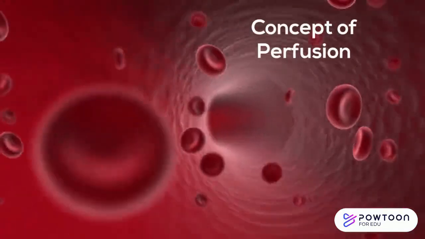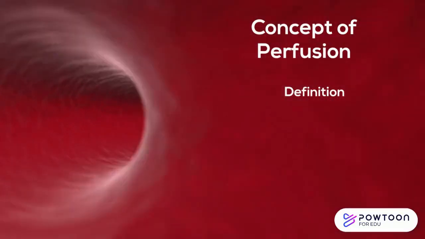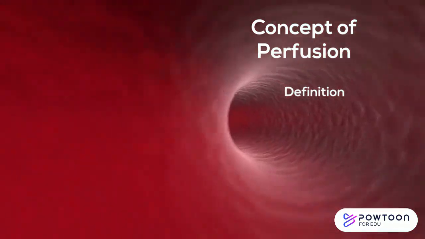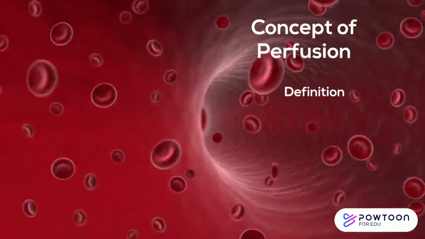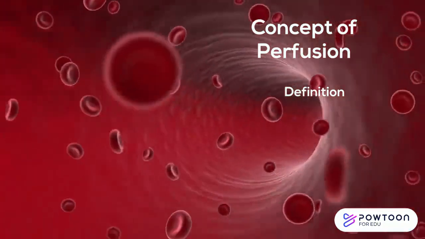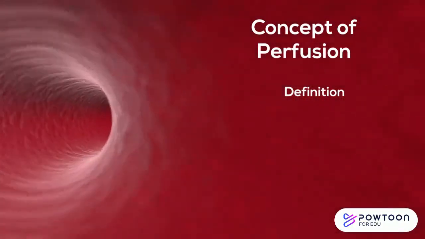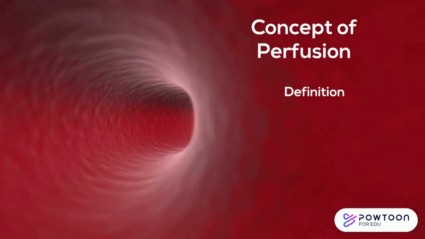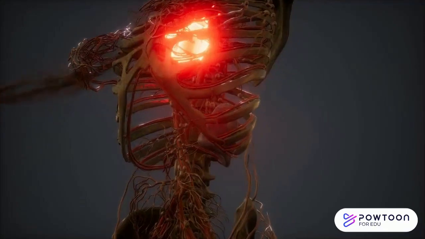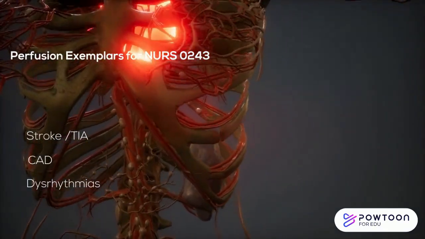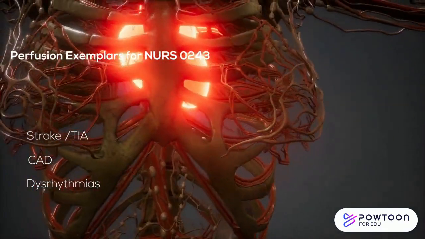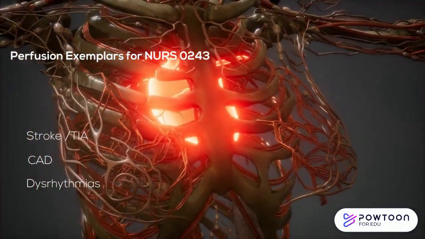Our primary concept is perfusion, and the definition for perfusion is the flow of blood through the arteries and capillaries, delivering nutrients and oxygen to the cells. We have two subsections: peripheral perfusion, which is to the extremities, and central perfusion, which is your major organs, including heart, lungs, and brain. Our exemplars for perfusion include TIA and stroke, coronary artery disease, and dysrhythmias.